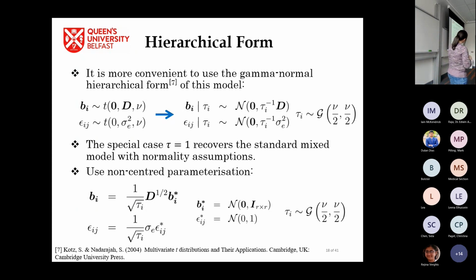Now, in doing that, we can also look at it: if our new degrees of freedom is greater than 30, then it reverts back to normality. That's also equivalent to having our tau parameters equal to 1, and again, that reverts us back to normality as well. For this, we're also going to use the non-centered parameterization, just for improved efficiency. It makes the models run a lot faster, okay? And that's again just using the properties of our distributions.